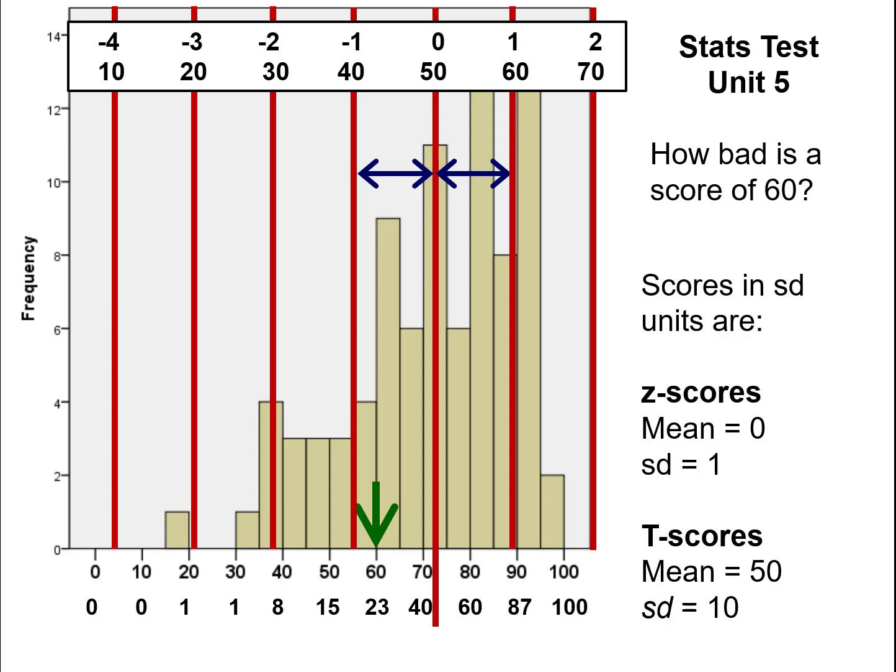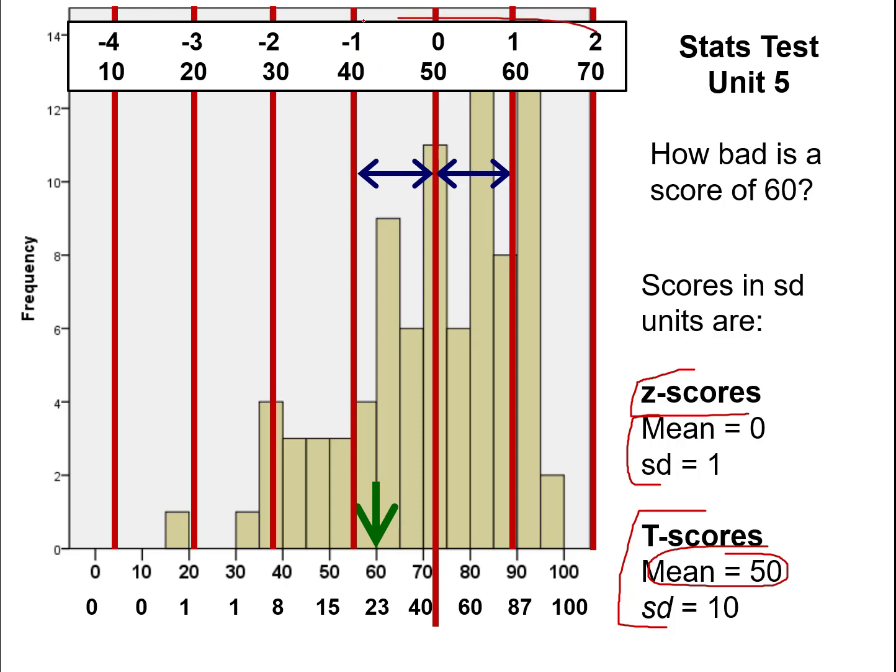One very common scale to use is something called a t-score scale. Where a z-score is a scale that has a mean of 0 and a standard deviation of 1, if we wanted to, we could just change the z-score scale into a t-score scale that will have a mean of 50 and a standard deviation of 10.